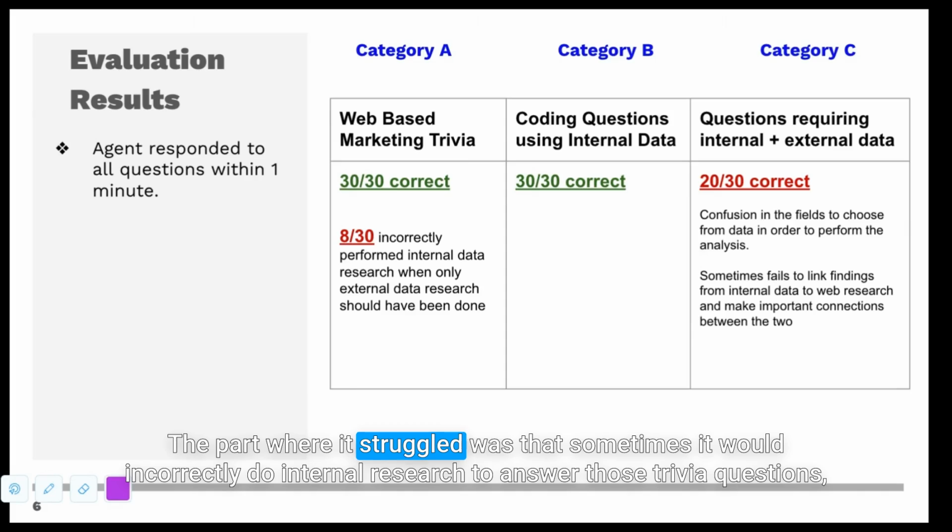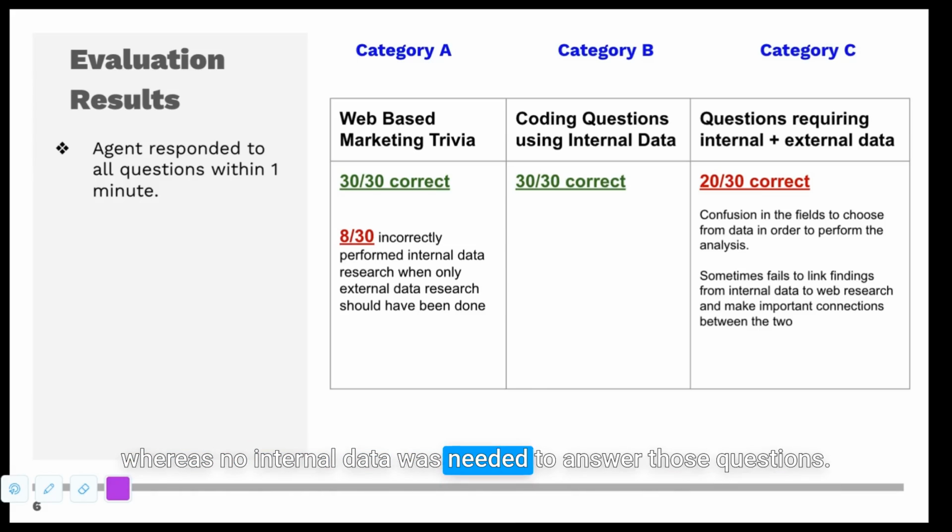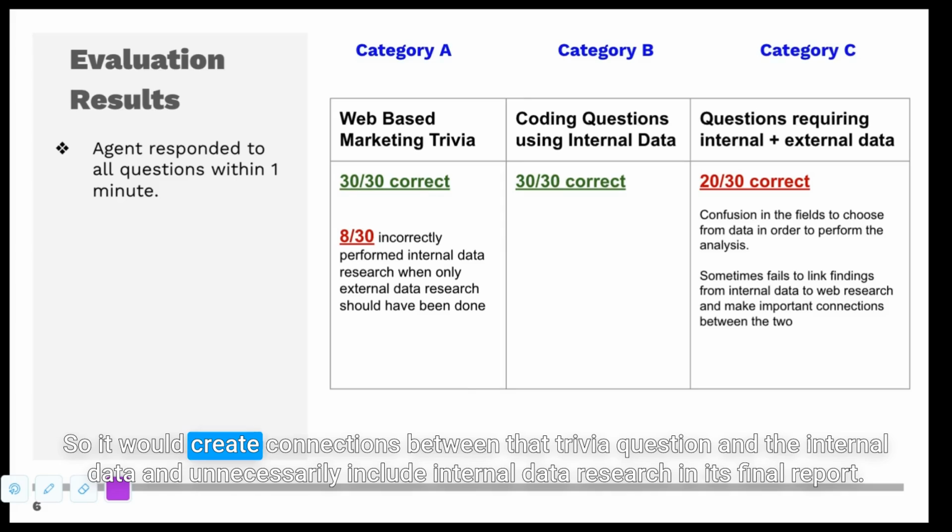The part where it struggled was that sometimes it would incorrectly do internal research to answer those trivia questions, whereas no internal data was needed to answer those questions. So it would create connections between that trivia question and the internal data and unnecessarily include internal data research in its final report.